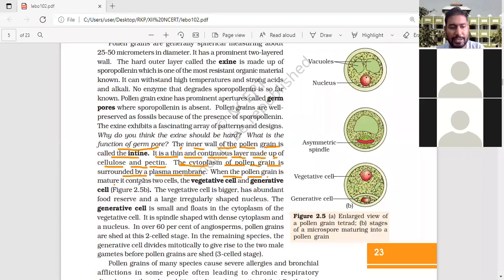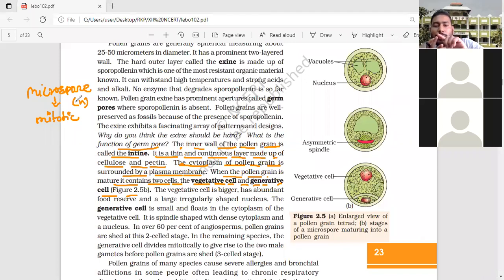When the pollen grains mature, they contain two cells: a vegetative cell and a generative cell. I told you already that when the microspore forms, it undergoes mitotic division. The microspore is already haploid. When they form the microspore, the PMC, pollen mother cell or microspore mother cell, is diploid. After it undergoes meiotic division, it forms four different microspores, and each microspore is haploid.